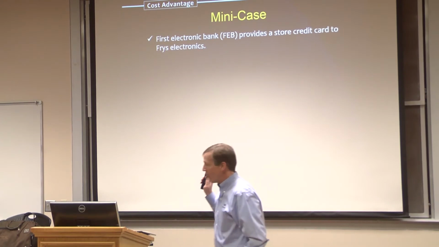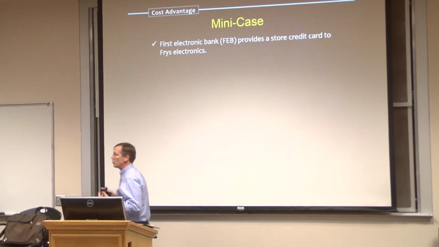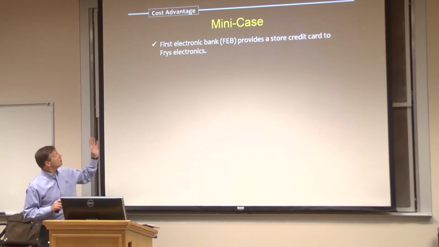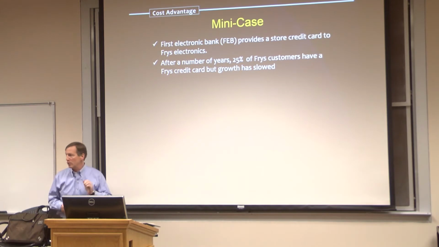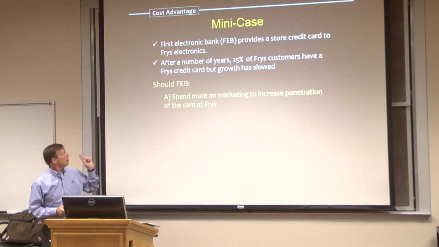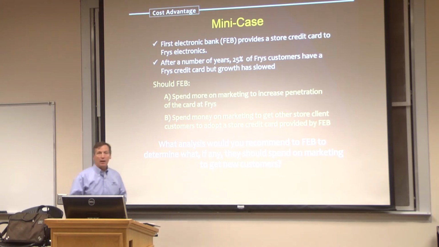First Electronic Bank does store credit cards for Fry's Electronics. After a number of years, 25% of Fry's customer base have a Fry's credit card, but growth is slow. So should First Electronic Bank spend more money on marketing to increase penetration of the Fry's card? Should they spend money on marketing to get other store clients' customers to adopt a store card provided by First Electronic Bank? And what analysis would you recommend to FEB to determine what, if any, they should spend on marketing to get new customers?